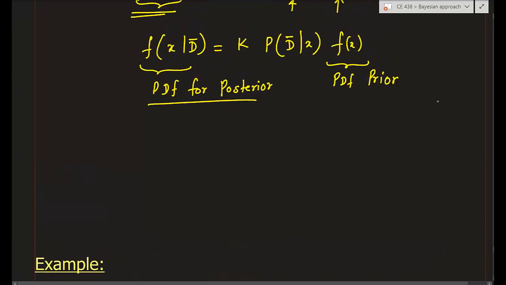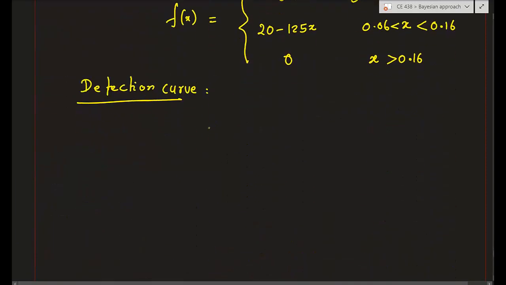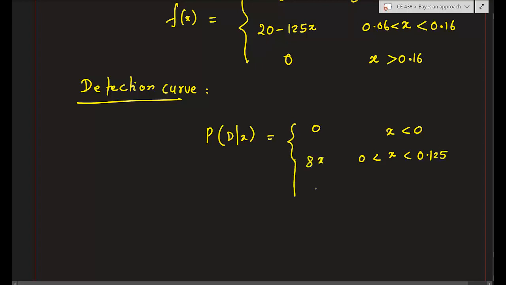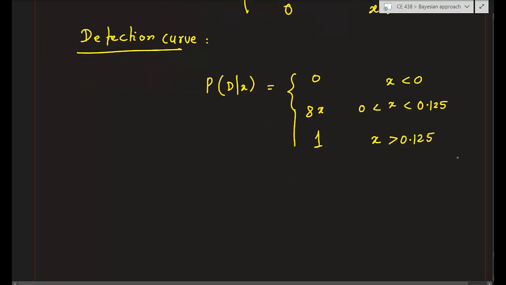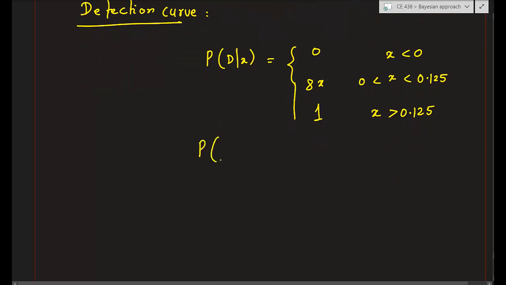So the corresponding mathematical equation we have, that is P(D|x), is equal to 0 when x is less than 0, and when x is 0 to 0.125 it is ax, and this is equal to 1 when x is greater than 0.125. So we can also calculate the probability of the corresponding complementary event, that is 1 minus P(D|x), and that is nothing but, 1 minus 0 is 1.